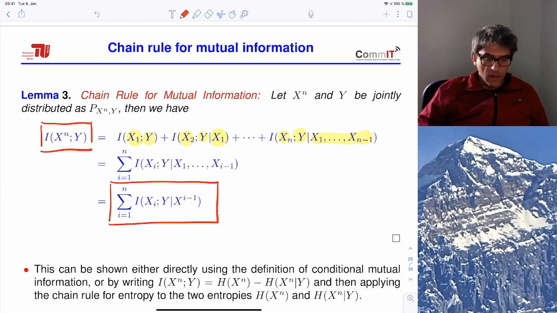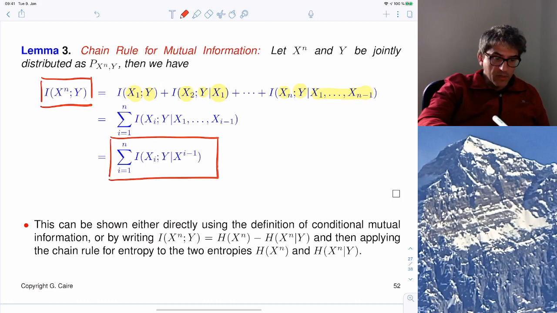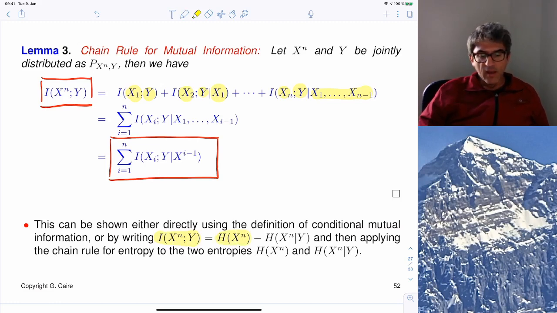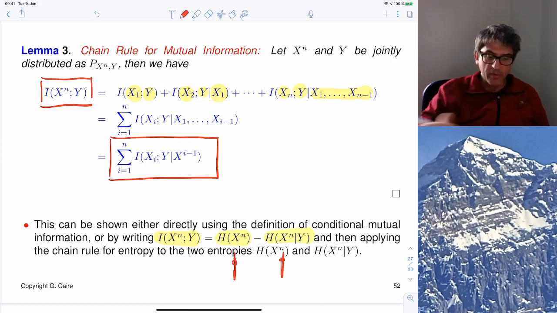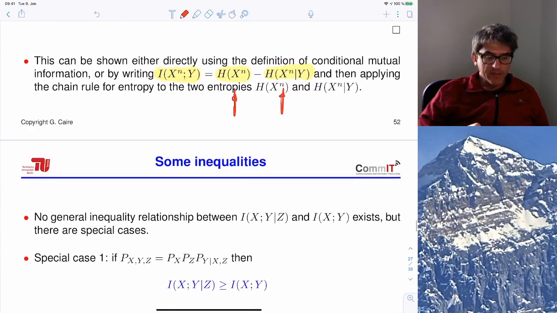How do we show this? It can be shown directly, again, using the definition of mutual information and using a telescopic property, or we can do it through the entropies. Basically, we write the mutual information of xn and y as the difference between the entropy of xn minus the entropy of xn given y, and then we apply the chain rule to both terms, and then we put things together. Okay, so maybe we are going to do this also as an exercise in the live session.